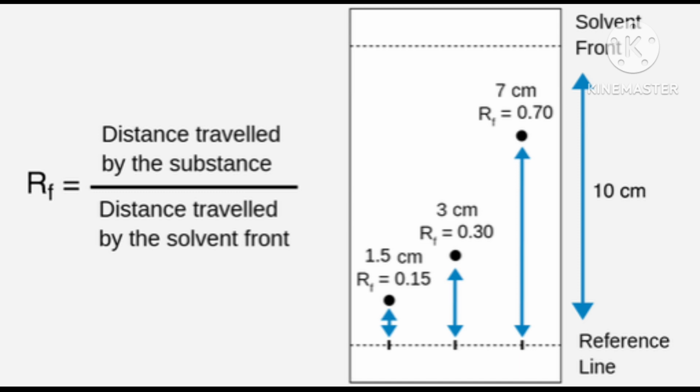An appropriate eluent, another term, eluant, that is the mobile phase, which is a liquid or a mixture of liquids, is allowed to flow down the column slowly. Slowly and slowly you have to add.